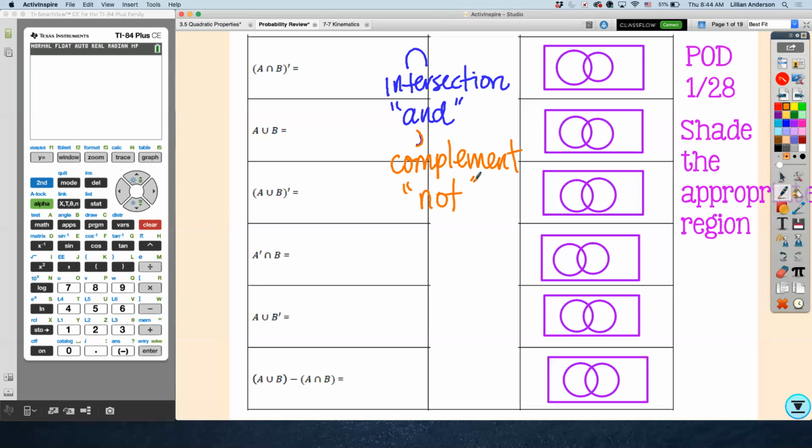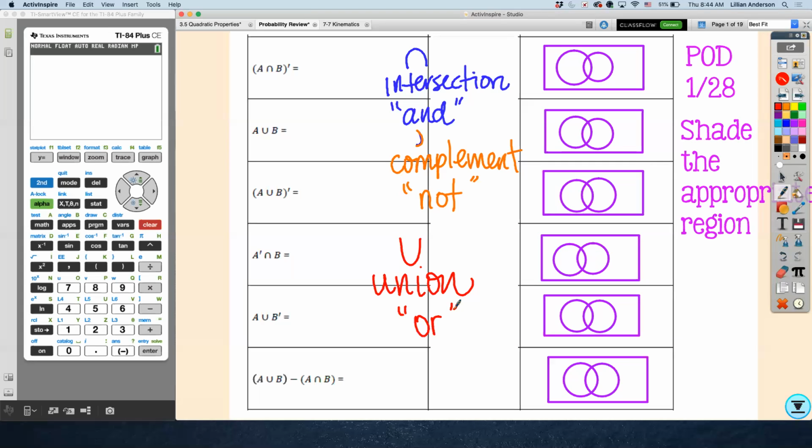The other symbol that we have in here is the right side up U. What does that stand for? The union. And what word is associated with union? Or. This is the one that has the "or." So you have what they mean, and how they could be represented in an actual problem in words.